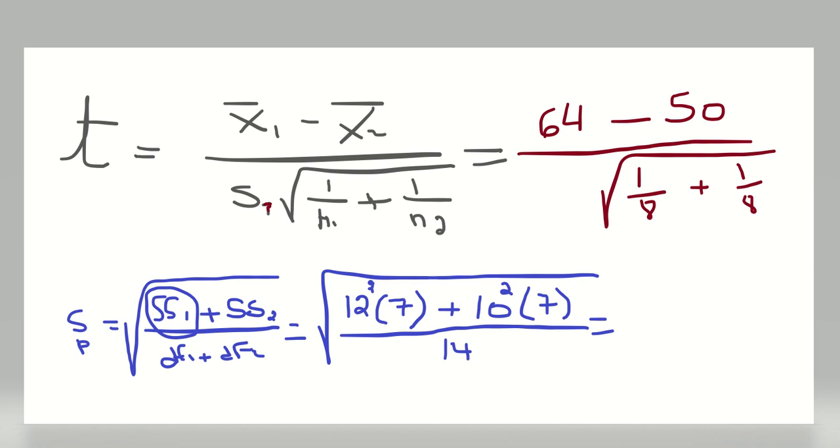And the answer to that, let me just do that real quickly right here. Times 7, and this is 10 square times 7. So we add up these two values together, and then we divide by 14, and then you take the square root of the answer. All right, so I got 11.04.